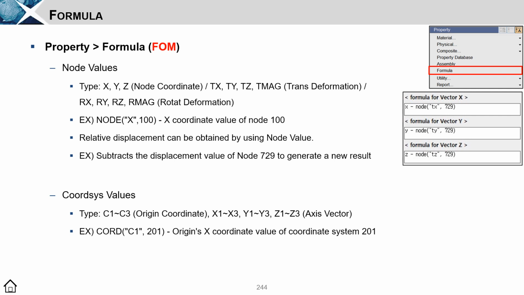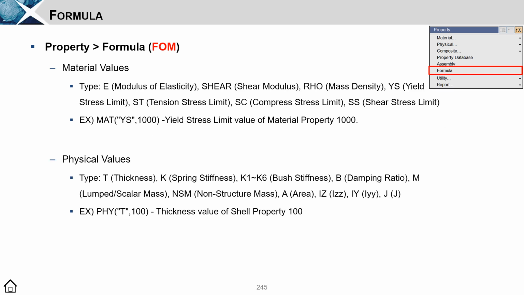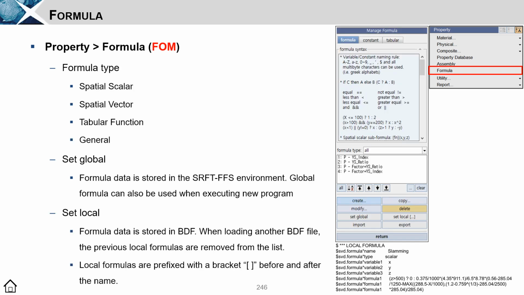For example, the x-coordinate value of node 100 can be expressed as follows. Function type ID, node x 100. Material values or physical values can also be used for formulas. For example, thickness value of shell property 100 can be expressed as follows. Function type ID, PHYT 100. There are 4 types of formula as below.